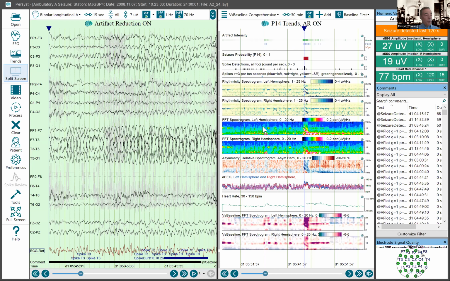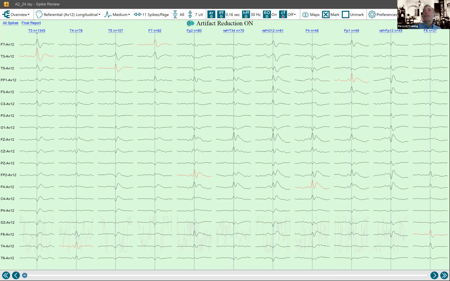All right, so we went through and looked at the spike detections using the spike detections trend. We saw what patient state they happen to be occurring in. One of the things we can do is look at these spikes by group. If we launch the spike review program from that button there, I already have it launched. So I'm going to bring up the window and switch to it using the display switcher.